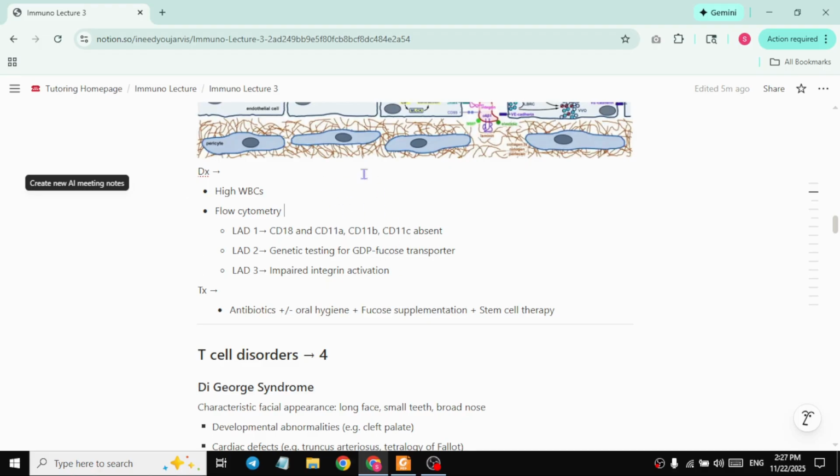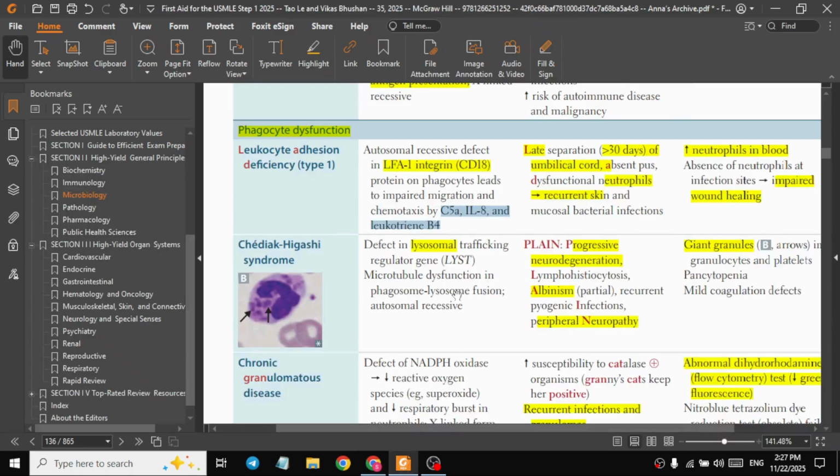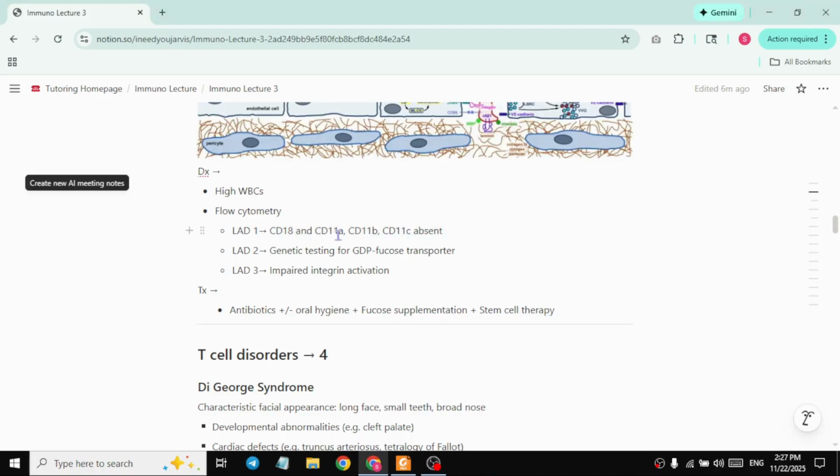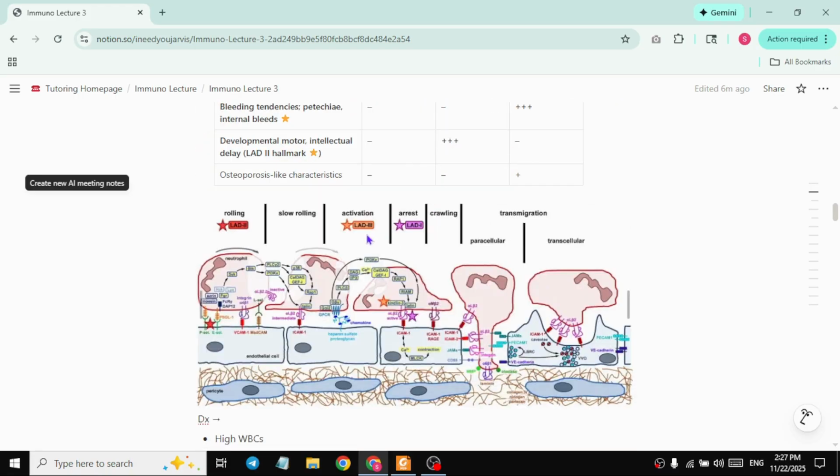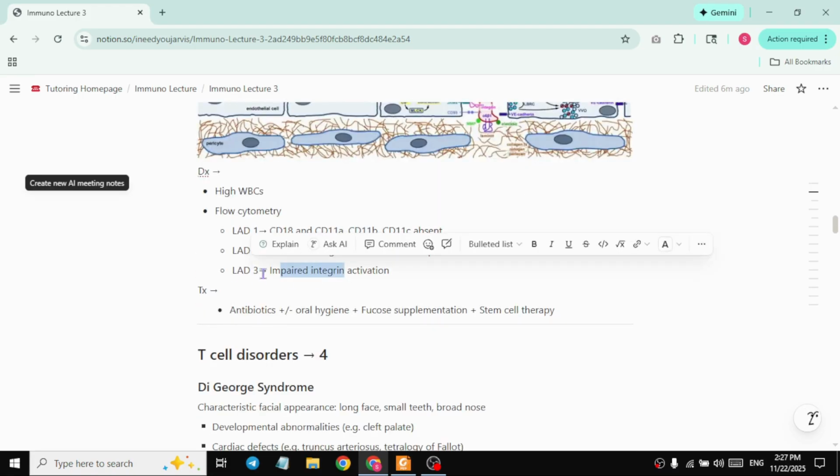Okay, next set of diagnostic points that they might bring up: flow cytometry, right? You see LAD1, which we saw, right? It says CD18. You see CD18, right? CD18 is going to be lost. Another couple of things that can be lost: CD11. All types of CD11 can be lost, right? It's the same thing, CD11/18, if you remember that First Aid diagram, right? Page 211. Genetic testing for GDP-fucose. If that is lost, then it's type 2. Impaired integrin activation, you see that was in the activation phase over here. If that's not happening, it's LAD type 3.